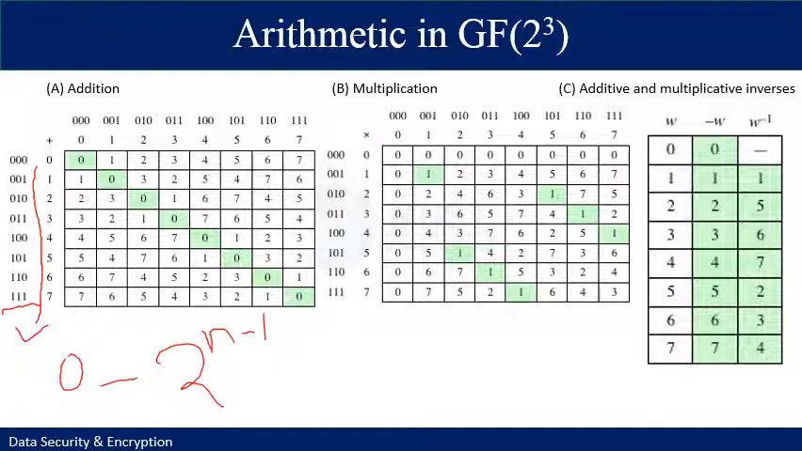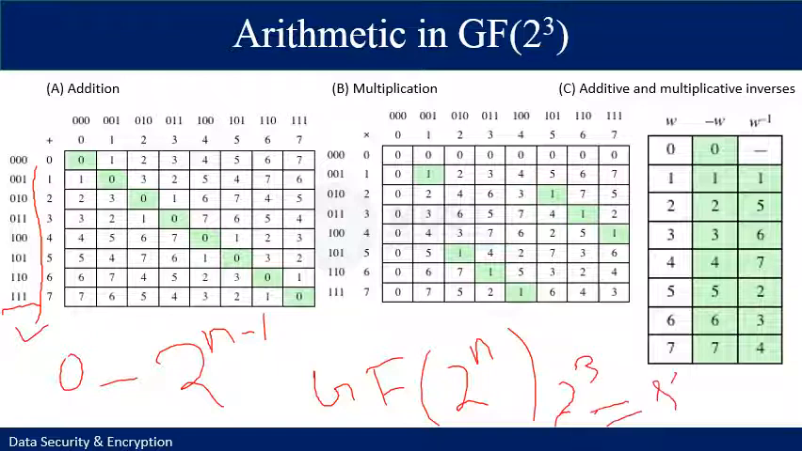On the other hand, suppose we wish to use 3-bit blocks in our encryption algorithm and use only the operations of addition and multiplication. The arithmetic modulo 8 is well defined. As shown in this table, there are finite fields of the form GF(2 raised to power n). So there is a particular finite field of order 2 raised to power 3, that is equal to 8.